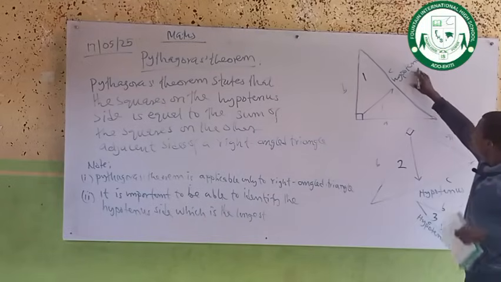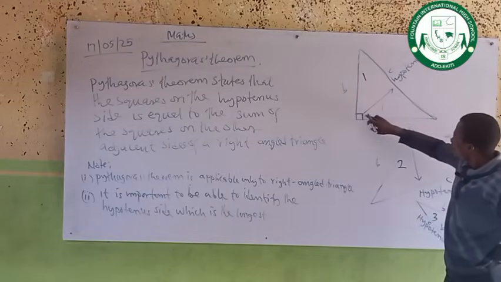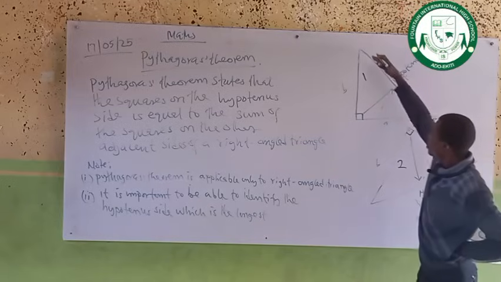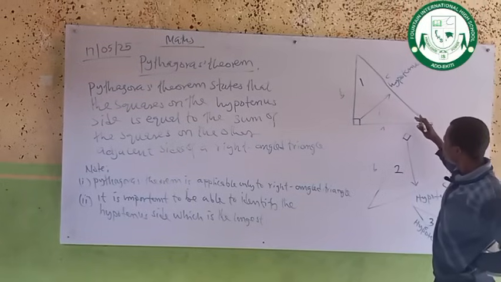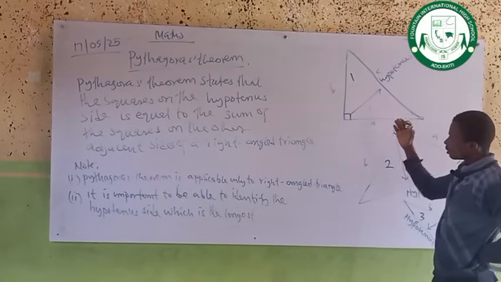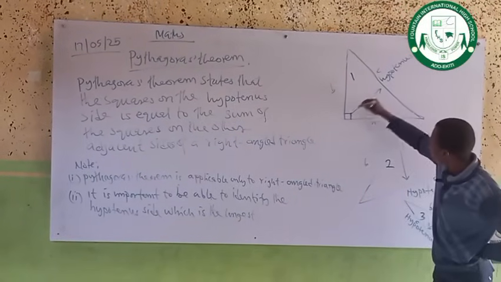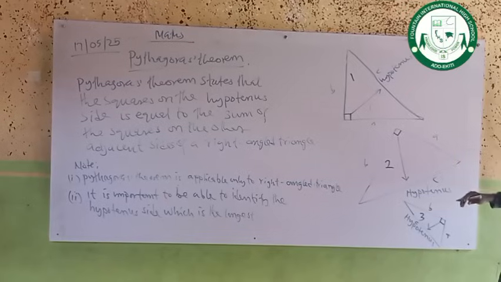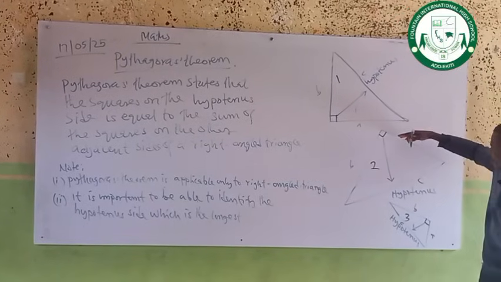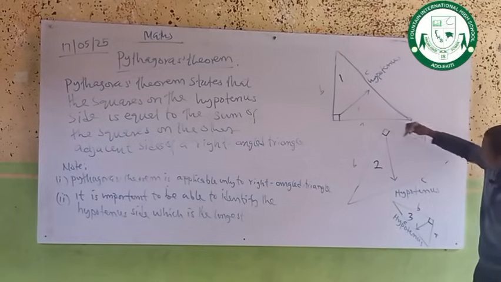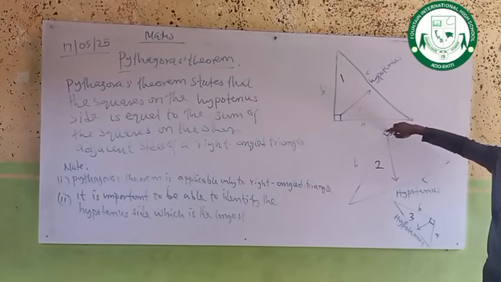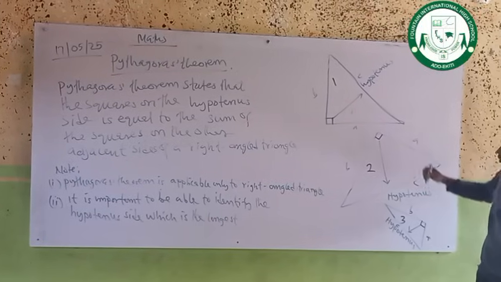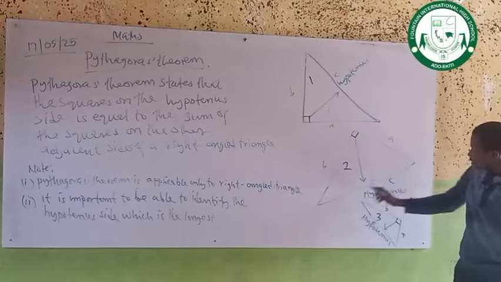In this triangle, this arrow is pointing to the hypotenuse side, which is the longest. The side that is facing the right angle is always the hypotenuse. Looking at triangle 2, it is taking another orientation, but what is important is to locate the right angle and trace it to the line facing it. Look at it, this is the longest side.